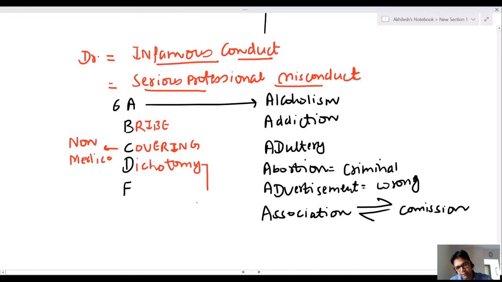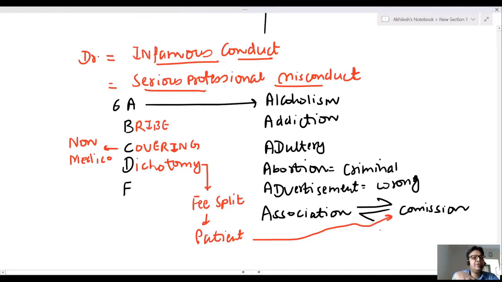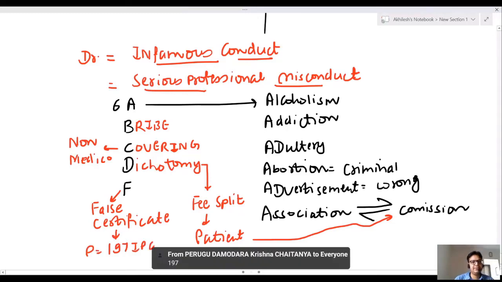What is dichotomy? Fee splitting. The doctor takes commission and splits the fee of the patient. This is also a kind of commission, association. The doctor gets the fee from the patient and gives commission to another doctor, to a drug manufacturing company, or to a diagnostic company, or he is taking commission. This is dichotomy. And the last is making a false certificate. I have already told you, making a false certificate is punishable under 197 IPC.